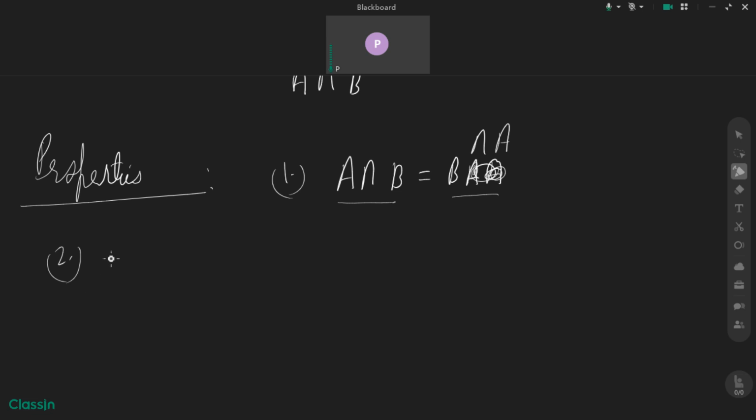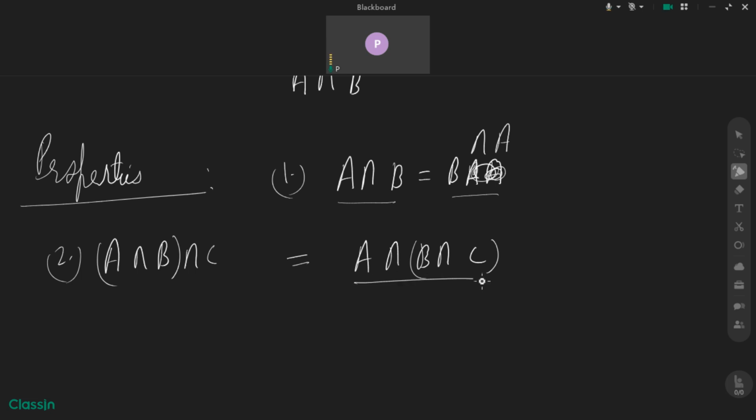Similarly, associative law is also followed. If I have three sets A, B, C and I am taking their intersection, if I take first the intersection of A and B, then the result that I get, after that I will take intersection with C. Now, if I change this combination, I take first the intersection between B and C, and then the result I get, I take the intersection with A. I will always get the same set. It is known as associative law.